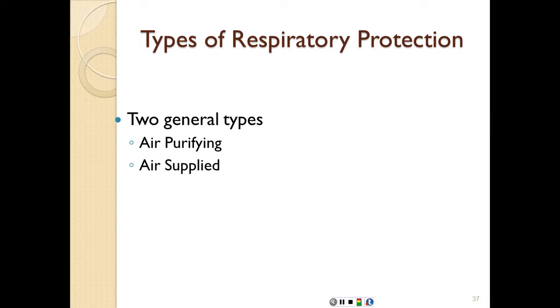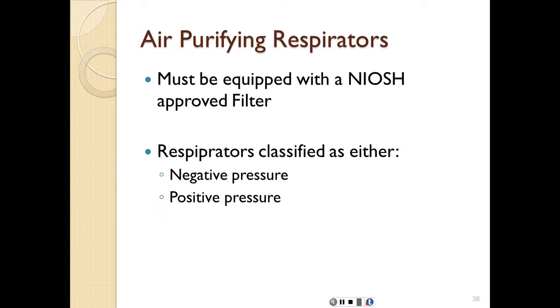So the types of respiratory protection include two general types. One is air purifying, which does not supply additional air, and the other is air supplied, when air purification is not enough and you need a constant supply of air. The air purifying respirators must be equipped with a NIOSH approved filter. It's a filter to take away the hazardous substance, whether it's a fume or a gas or something like that, by chemically reacting with it and neutralizing it.